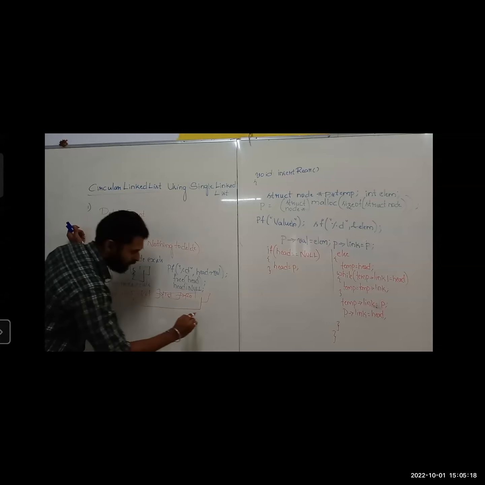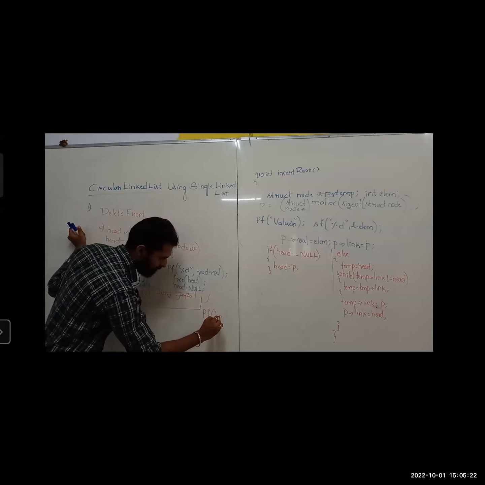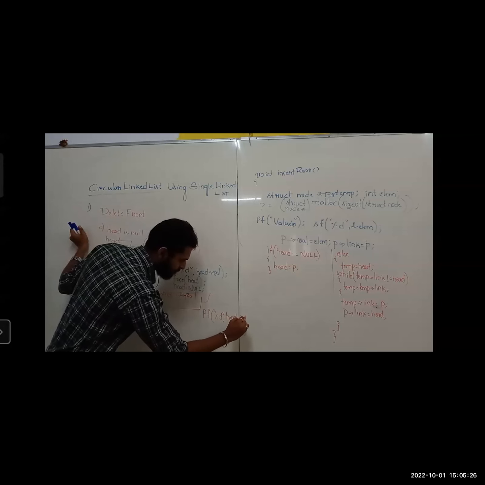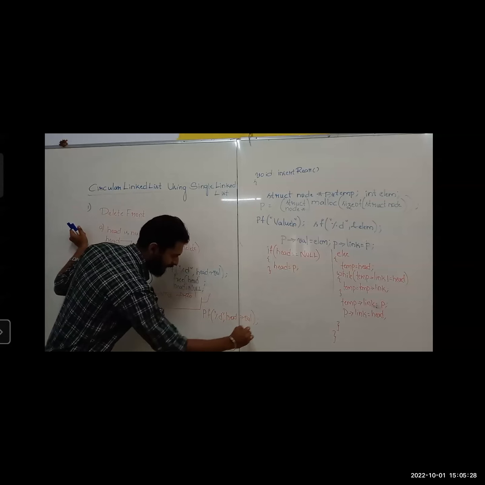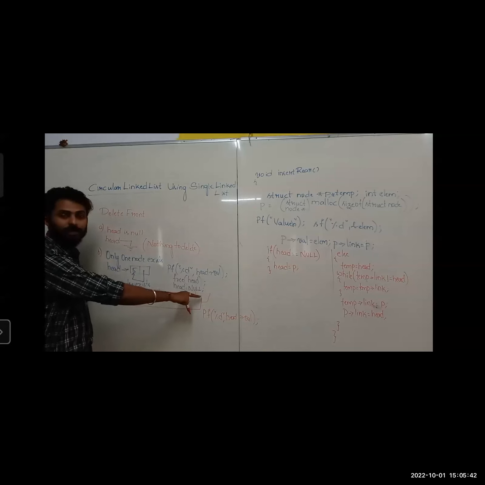First thing, I should print. Print of what? Percent d, that's right. Its value. And then last, I should delete this. If I want to delete this, how can I delete? If you don't delete also, if you move ahead also is fine. But here again, I should take my temp till last.